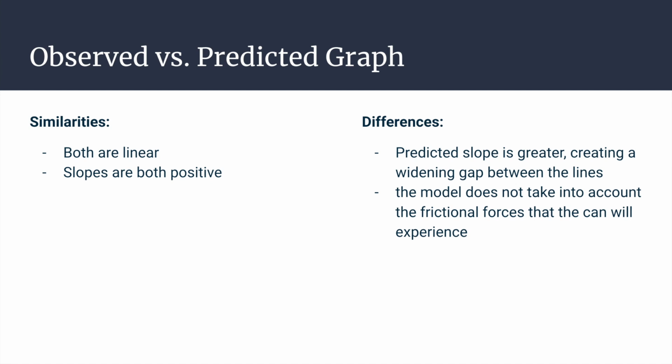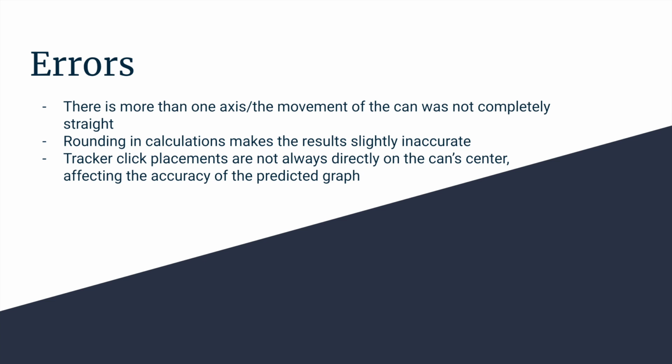which is shown more and more over time. So for our errors, there's more than one axis, and as I said, the movement of the can was not completely straight, it slightly deviated. Also, we had some rounding of the calculations, which makes the results slightly inaccurate. Also, the tracker placements are not always directly in the can center, affecting the accuracy of the predicted graph.